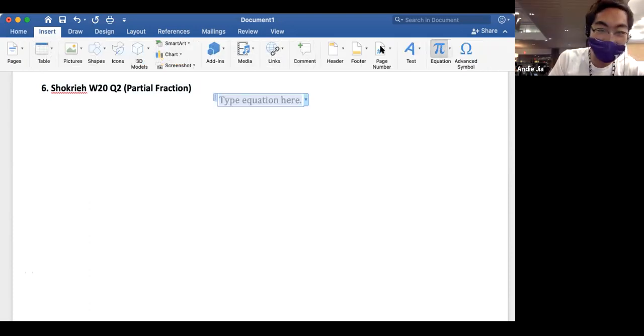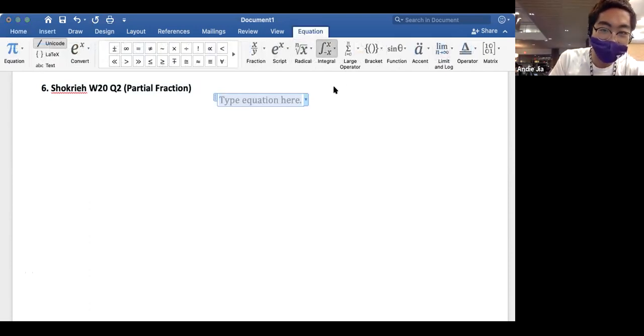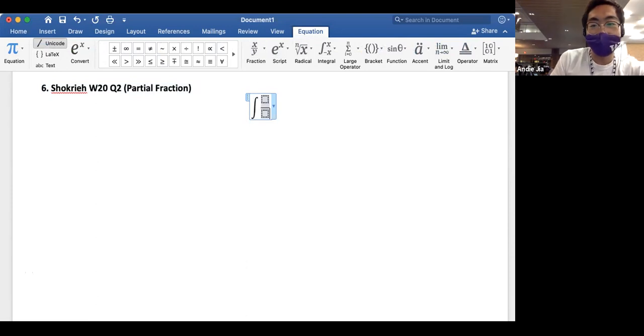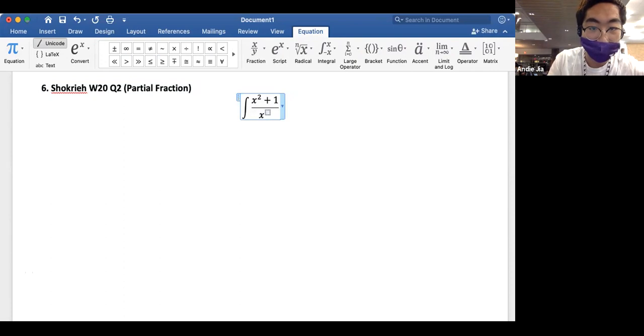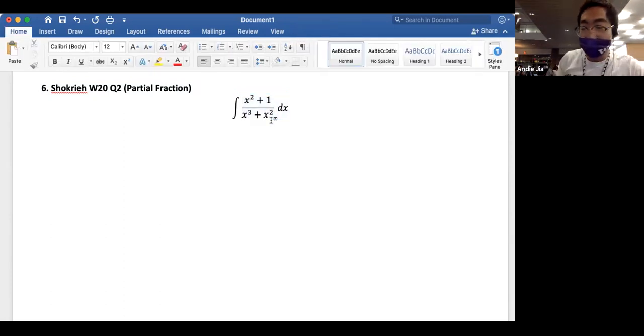So for this integral, it looks like we could just cancel the factor out. But let's do this partial fraction. This is going to be x cubed plus x squared. First, factor the denominator.